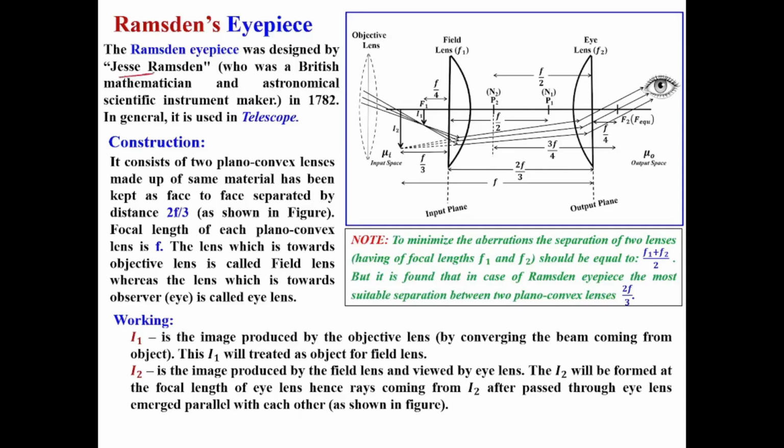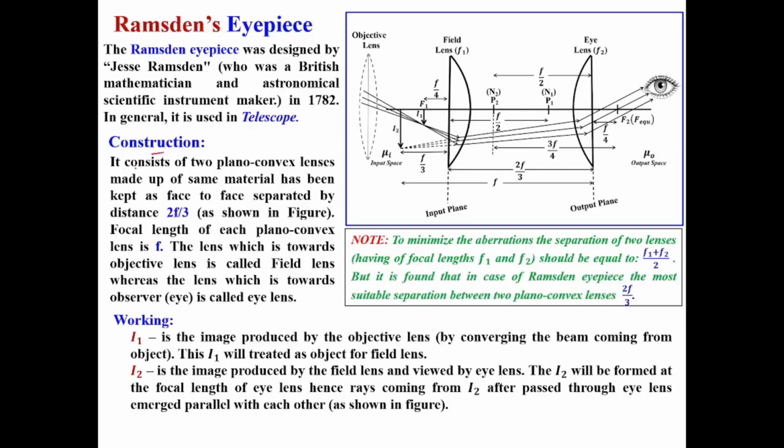J.C. Ramsden was a British mathematician and astronomical scientific instrument maker who invented this eyepiece in around 1782, and this eyepiece is in general used in telescopes. Okay, now we are going to go for the construction part.